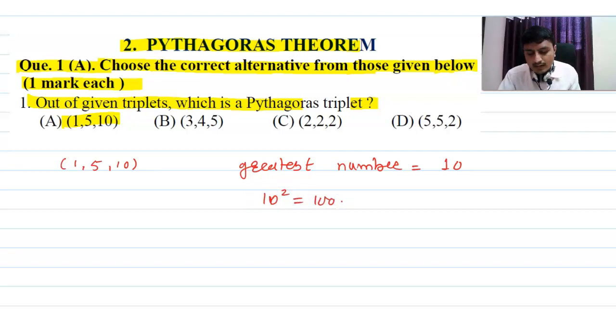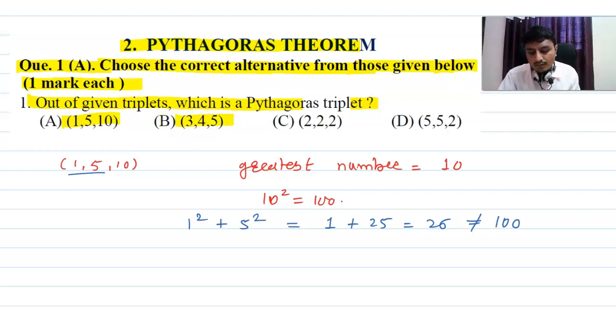Now look at the next two numbers. We have 1 and 5. The sum of their squares, that means 1 square plus 5 square: 1 square is 1, 5 square is 25, 25 plus 1 is 26. Now 26 is not equal to 10 square, which is 100, so the given numbers are not in a Pythagorean triplet.